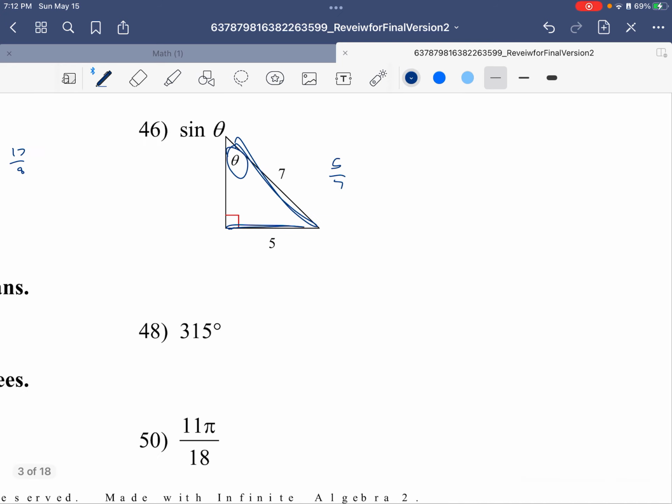So same thing here, you're going to multiply by pi over 180. 45 goes into 180 4 times, and 45 goes into 315 7 times. So that is your angle in radians.